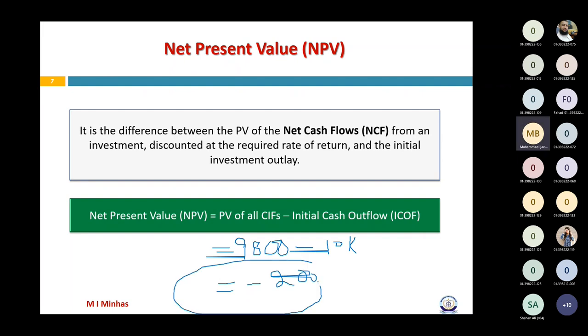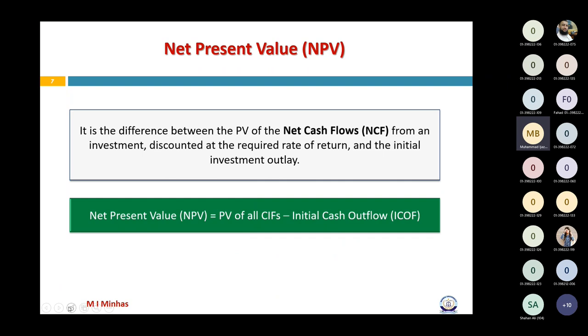Why did my NPV come out negative? Because the return that I'm getting in terms of present value is lesser than my initial investment. So it is very obvious that I'm making a loss here. Is it clear to everyone? Yes, sir. Okay. So in this particular case, we will reject this proposal, right? We will reject this proposal.